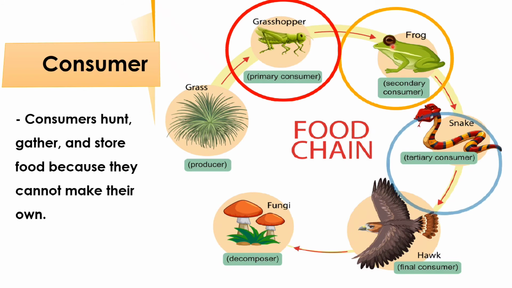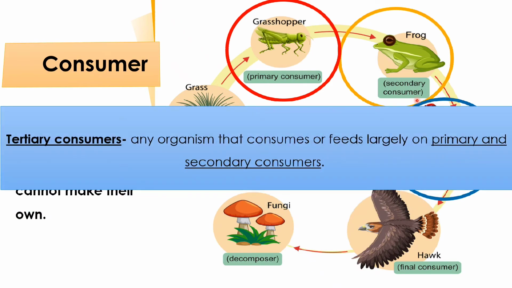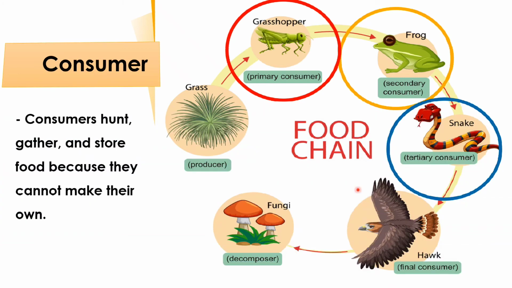The third is what we call the tertiary consumer. When we say tertiary, it means the third consumer. So the snake will eat the frog. Tertiary consumers are the organisms that consume or feed largely on the primary and secondary consumers. It means that they are like carnivores.